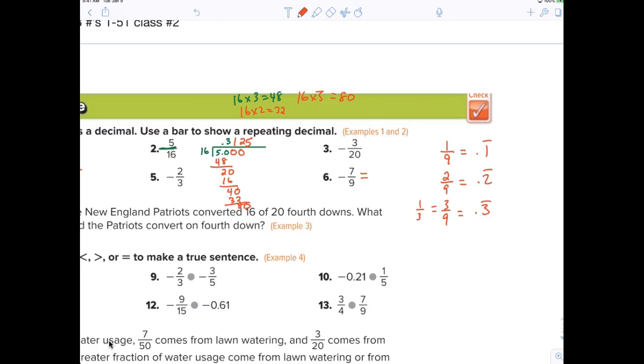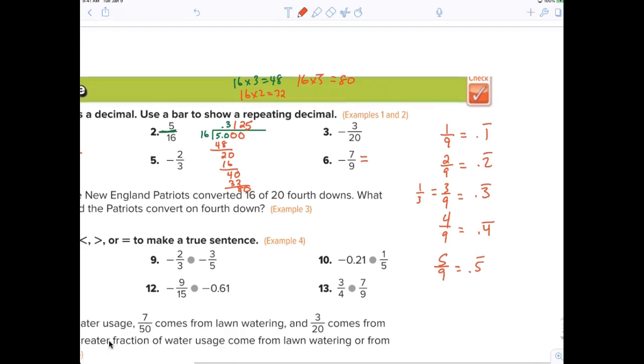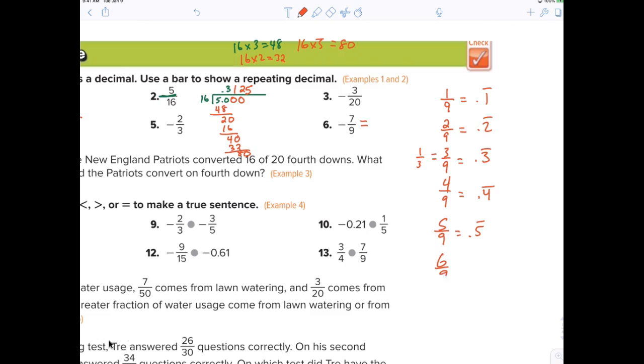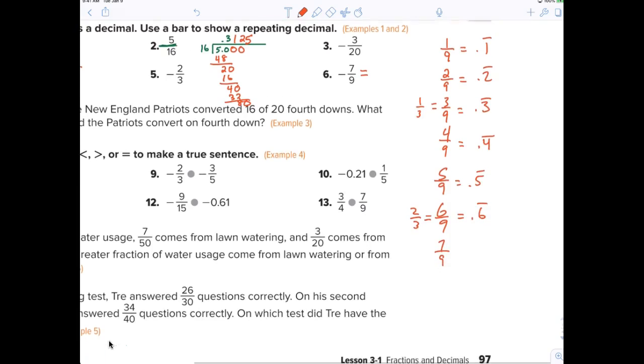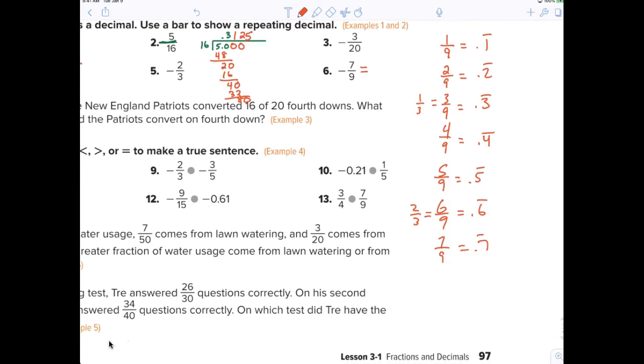So 4/9 would be what? 5/9. 6/9. 0.6 repeating, but 6/9 reduces to what? 2/3. So now 7/9. 8/9.